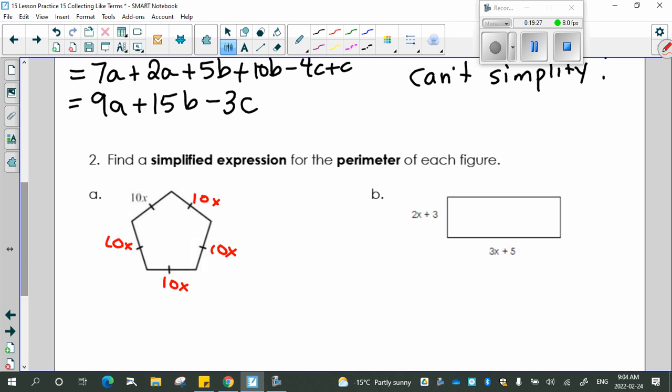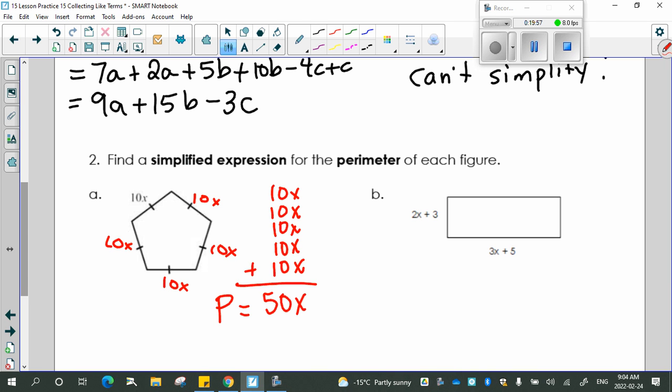So there's a couple ways you could do it. A lot of people like to do the perimeter ones vertically. I've noticed over my years teaching grade 9, just maybe because you're used to doing perimeter that way. But if you add 10x plus 10x plus 10x plus 10x plus 10x, what do you get? 50x. And because it's perimeter, just write P for perimeter equals 50x. Does that make sense?